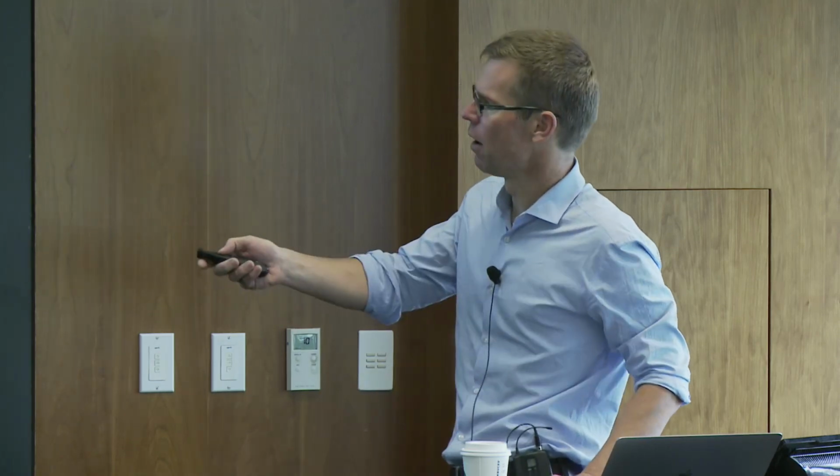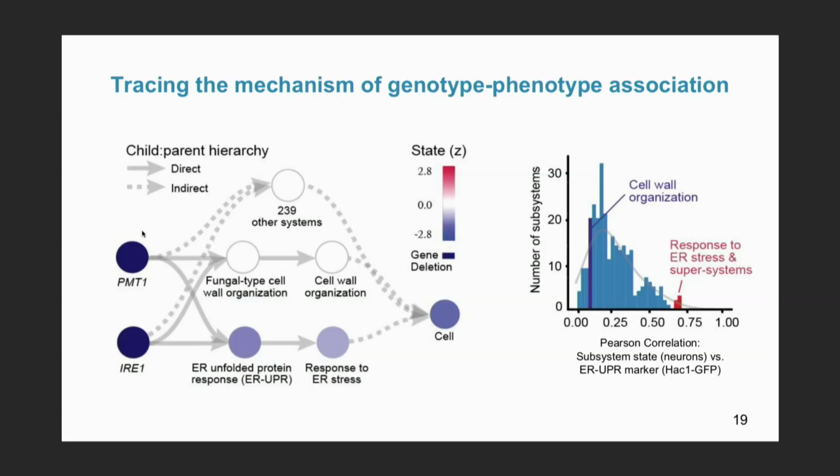So what we then did is we took the first principal component of the neurons assigned to each subsystem in the model and looked at how well those principal components correlated with the actual measured activity of this pathway by the HAC1 promoter. And the best correlated subsystem was, in fact, ER unfolded protein response. And I think number 2 was its parent.